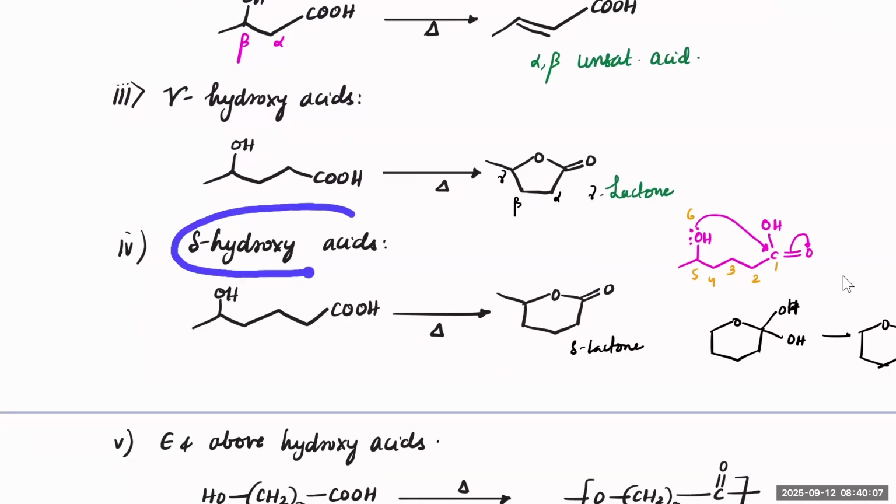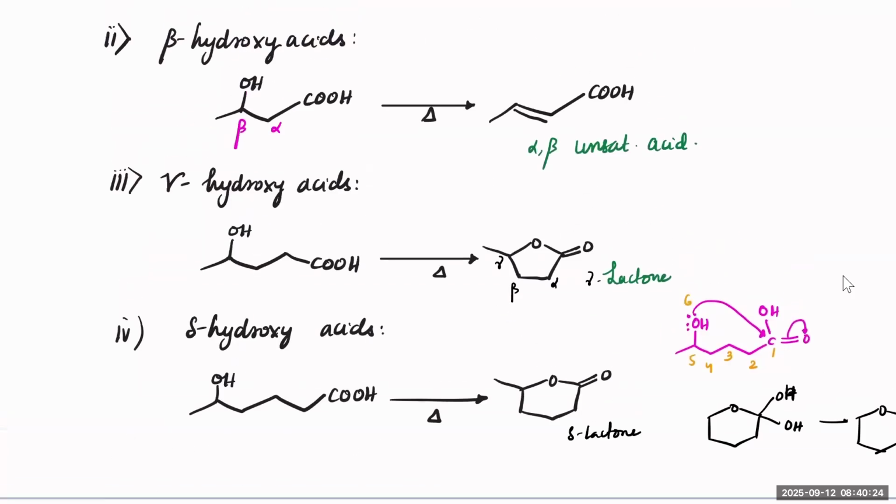Next we have delta hydroxy acids. If it is delta hydroxy acids, this OH and C double bond O, you can remove out the water out of it and you will get delta lactones. What have you learned from here? See, if it is at beta, dehydration happens internally. But if it is gamma, delta, then again esterification is taking place.